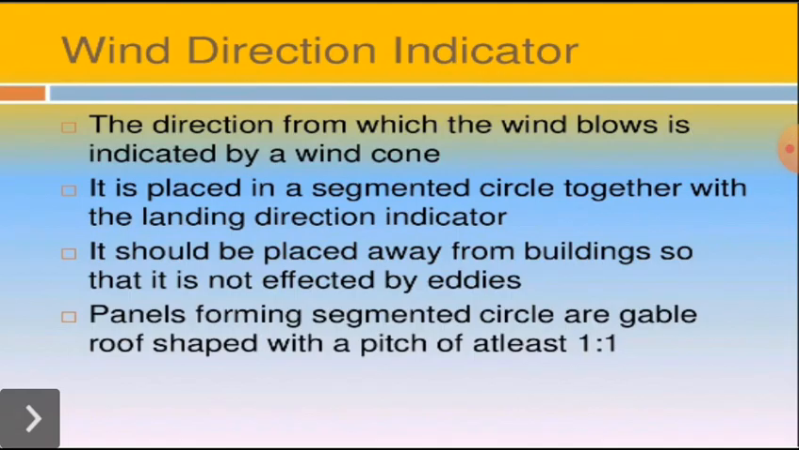The direction from which the wind blows is indicated by a wind cone. As already seen, the landing direction indicator, and now the wind direction indicator. It is placed in a segmented circle together with the landing direction indicator. It should be placed away from buildings so that it is not affected by eddies. Panels forming the segmented circle are of gable roof shape with a pitch of at least 1:1.